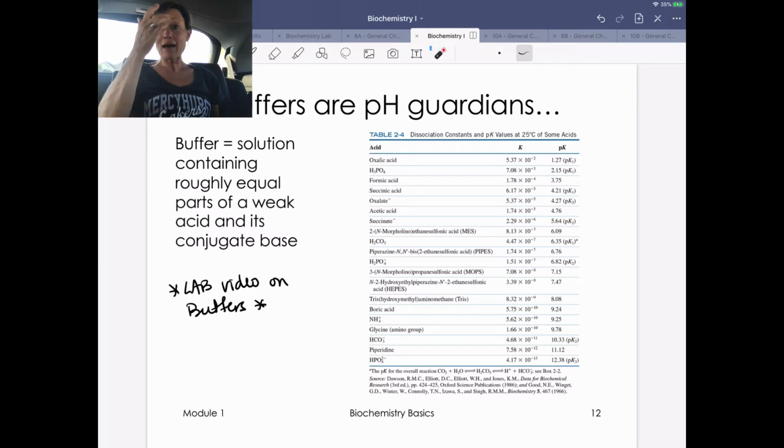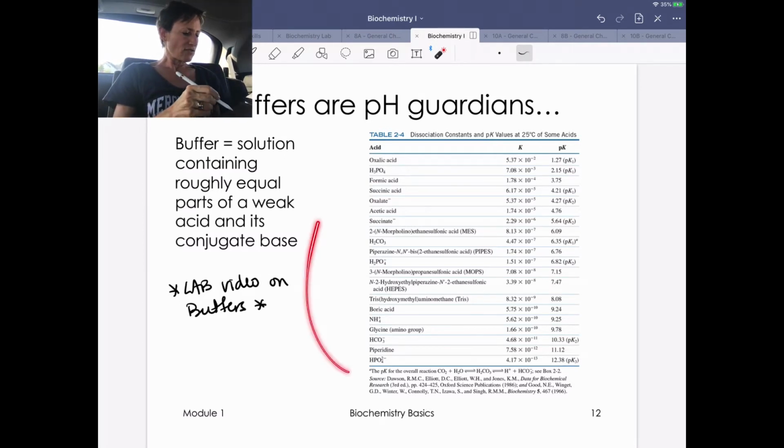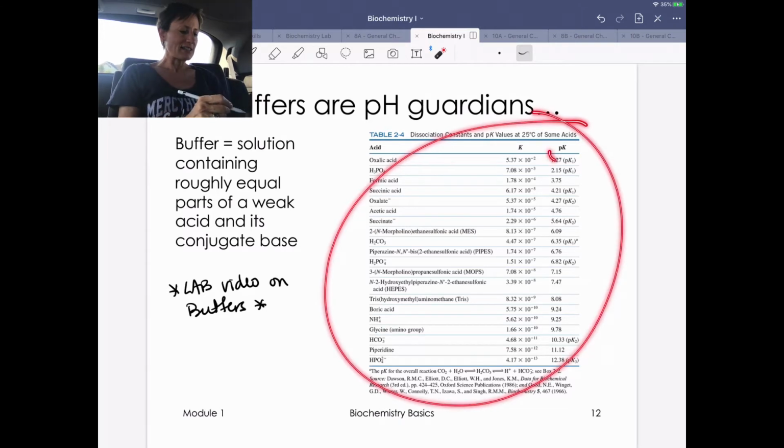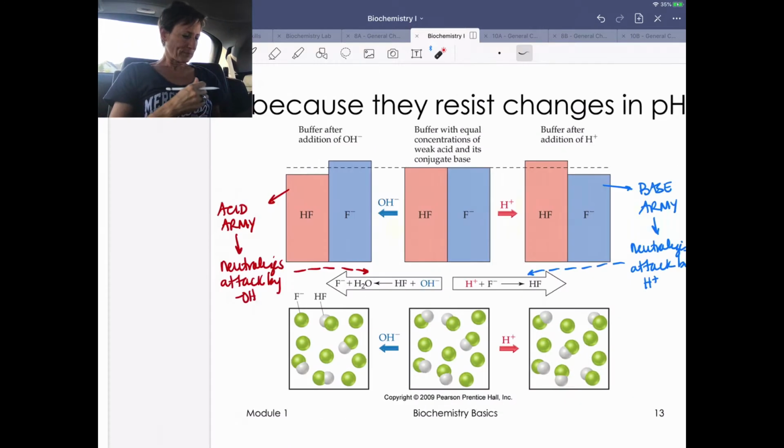So we're going to talk a lot more about buffers in lab, and we're going to do the heavy lifting in terms of calculations in lab. I do have 2 homework problems that are going to ask you to understand how to do this, but for the most part, you'll learn how to do that in lab. So what I have in this table right here is just a bunch of different acids, and all of these acids have different pKa values. That's a property of that molecule.